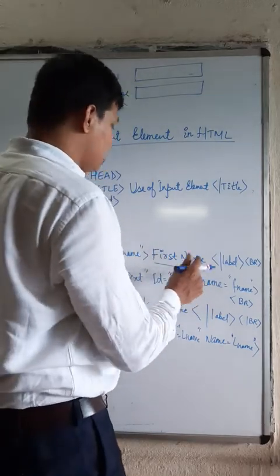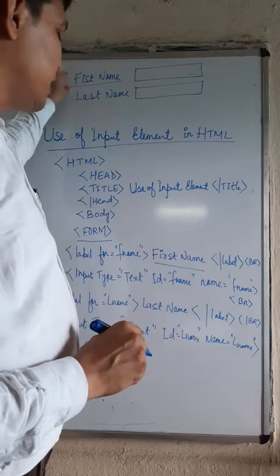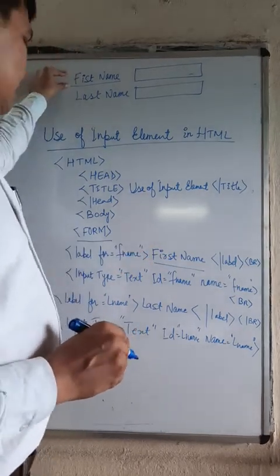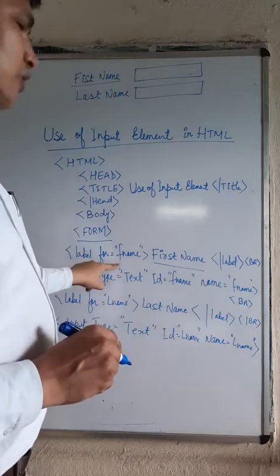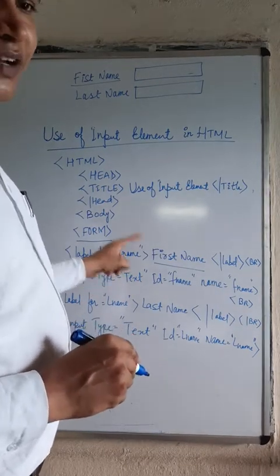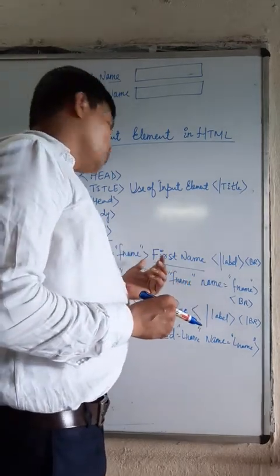As you type first name here, it will display on the form also as the first name. Whatever text you type here, it will display the same on the form. Label for equal to fname is optional. If you want to define the name, you can define it. Otherwise, there is no need to define it.